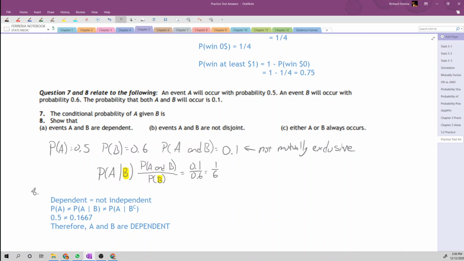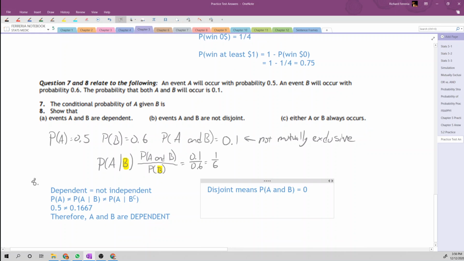Now, for letter B, we have to show that they're not disjoint. Disjoint means, by definition, the probability of A and B is equal to 0. However, we were told that the probability of A and B is 0.1. So since the probability of A and B is not equal to 0, A and B are not disjoint or mutually exclusive.